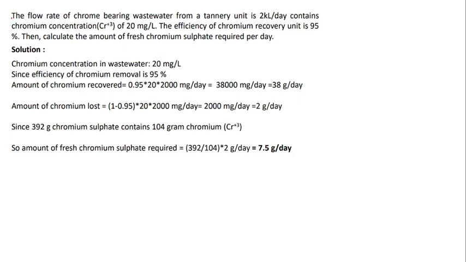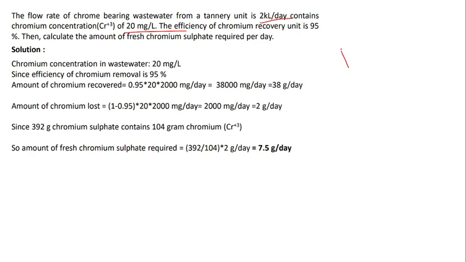Now coming to this question, the flow rate of the chromium bearing wastewater from a tannery unit is 2 kiloliter per day, and it contains chromium concentration Cr3+ as 20 mg per liter. The efficiency of the chromium recovery unit is 95%. Calculate the amount of fresh chromium sulfate required.